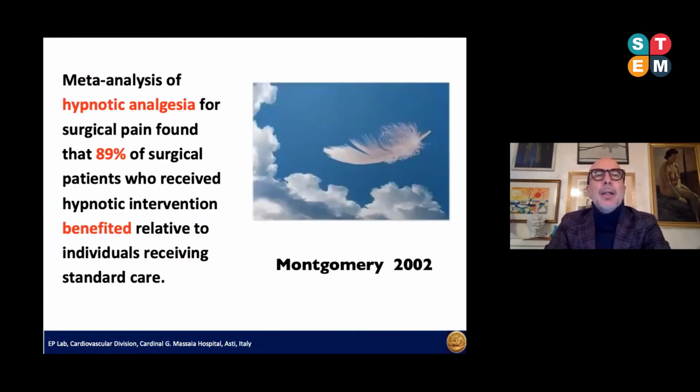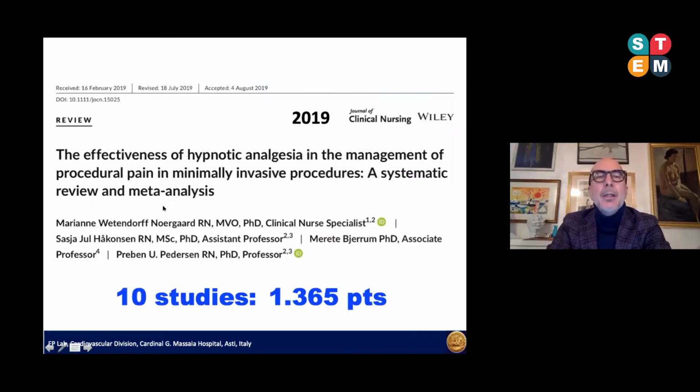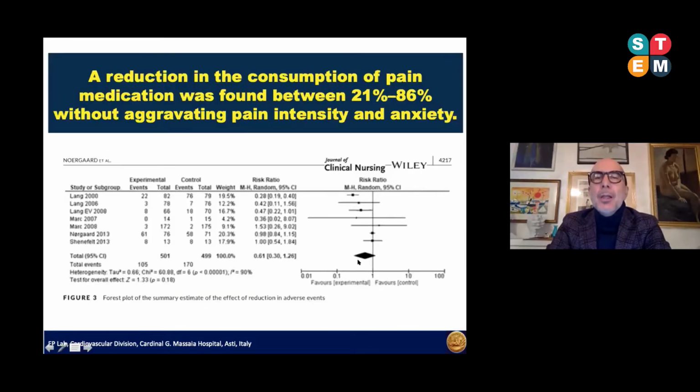And there are some meta-analyses that prove that most of the patients benefited from this technique. And this is a meta-analysis that evaluated 10 studies, more than 1,000 patients. And you see it is in favor of the treatment, as you may see here. And there was a reduction in the consumption of pain medication between 21 and up to 86% of the patients.